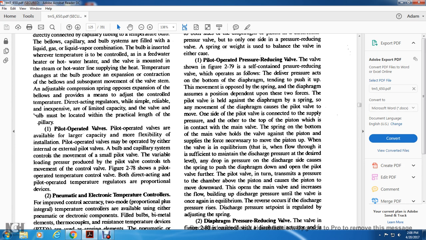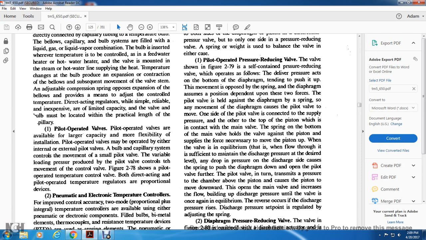The pilot valve is held against the diaphragm by a spring so that any movement of the diaphragm causes the pilot valve to move. One side of the pilot valve is connected with the fuel pressure, and another to the top of the piston, which is in contact with the main valve. The spring at the bottom of the main valve holds the valve against the piston and supplies the force necessary to move the piston up.